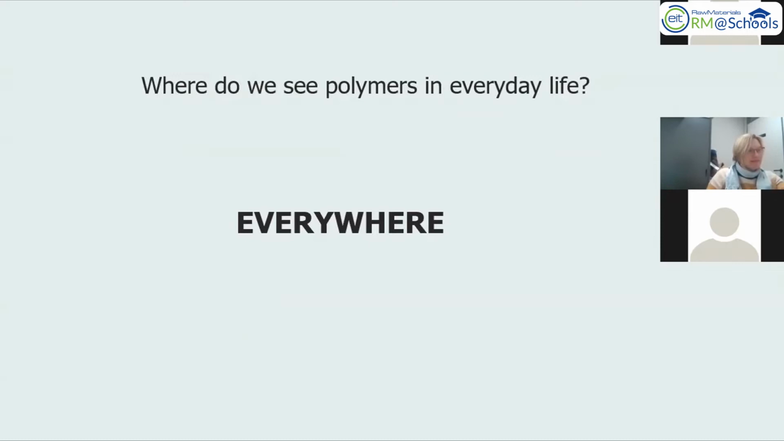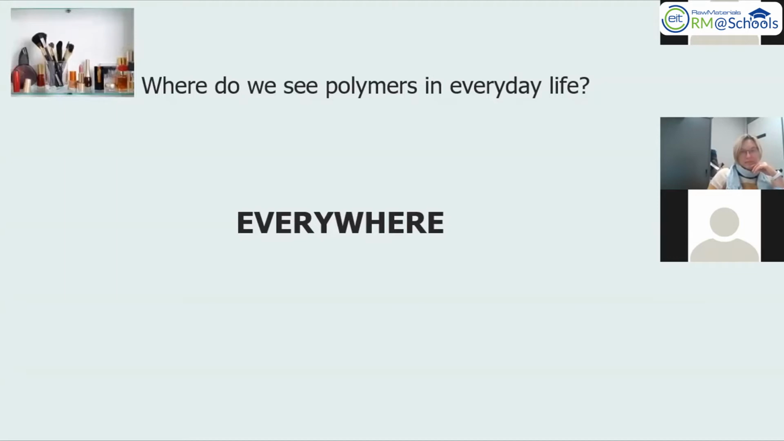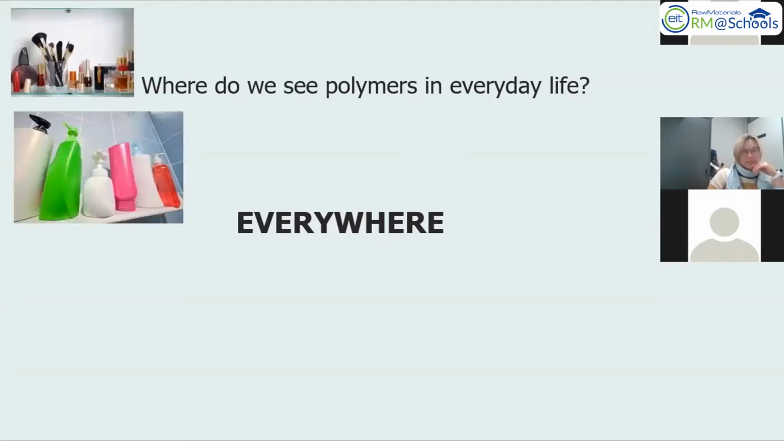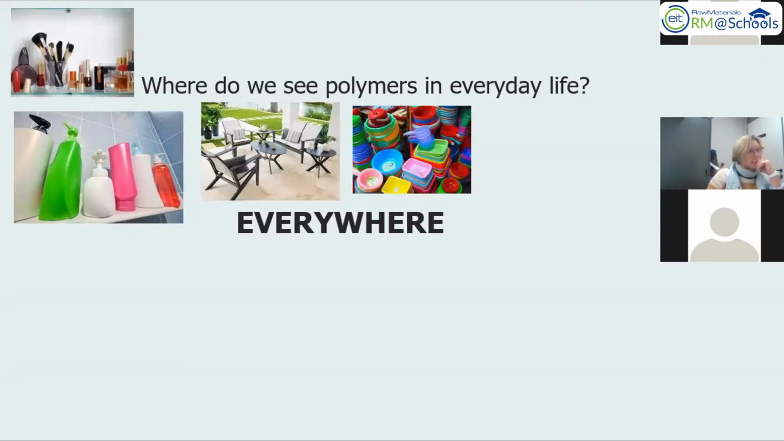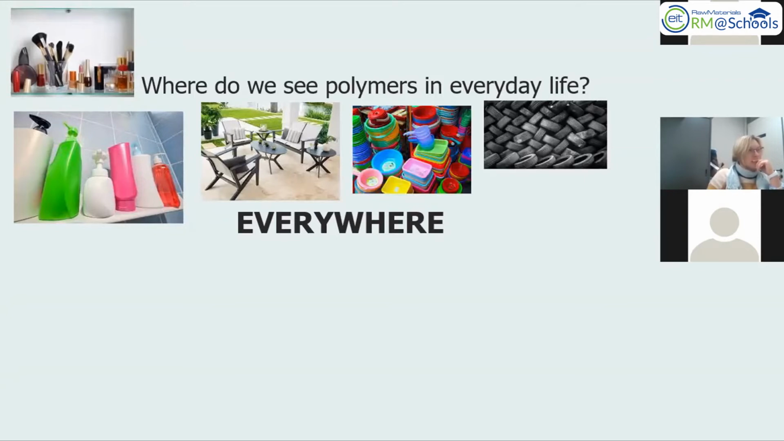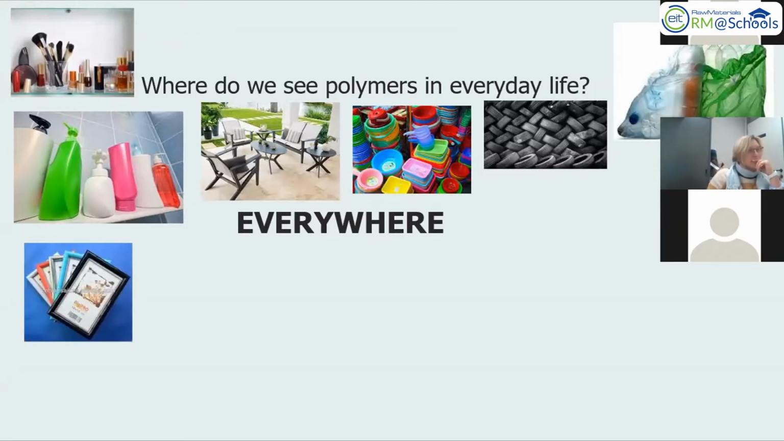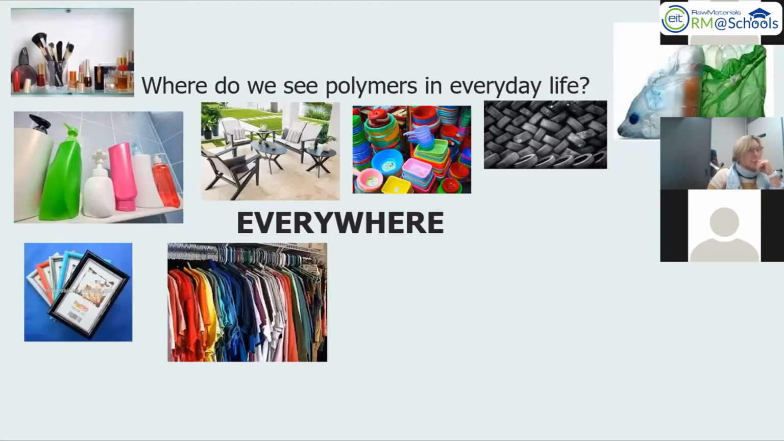Next. Now we will see where we can see polymers in everyday life. Basically, we can see them everywhere around us. We will start with cosmetics. We have polymers in cosmetics, shampoo and conditioner packaging, bottles. Then we have garden furniture, plastics, of course, rubber, like you said, plastic bags for garbage. We have bottles here, frames, clothing, like you said.